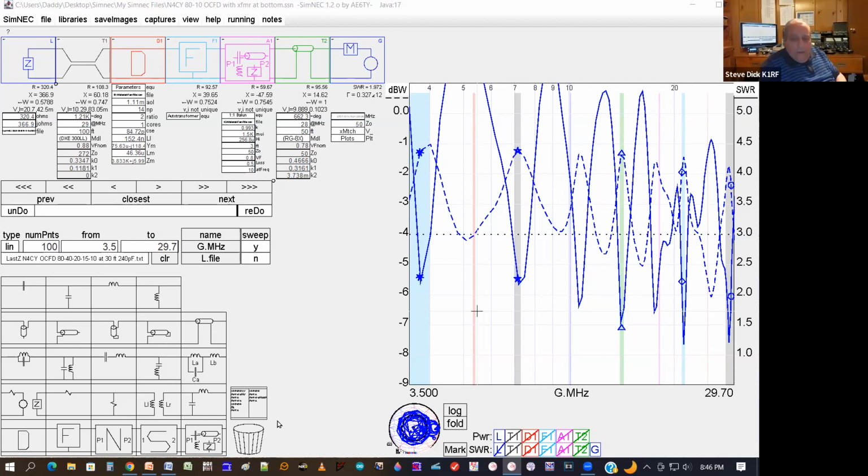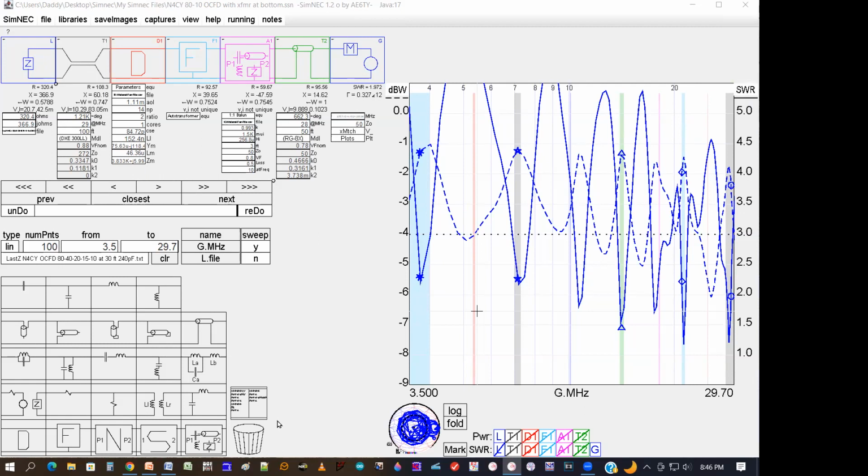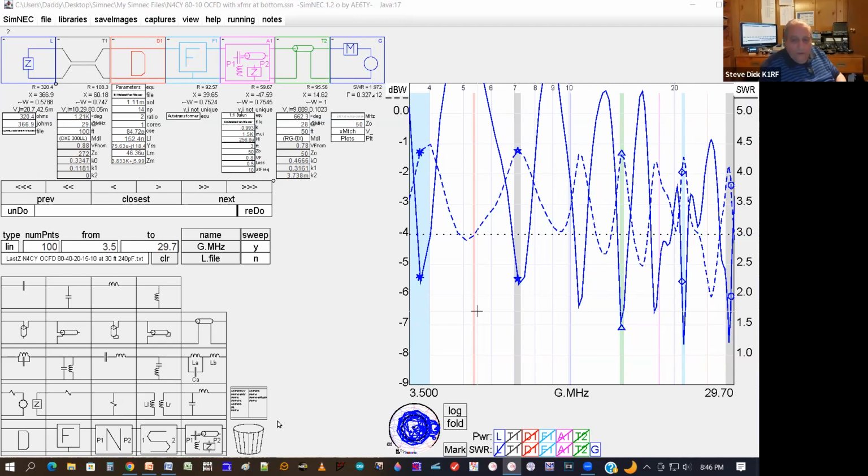Yeah, 80 meters is a little problematic when you're trying to operate portable, because it is a long antenna. It's about 132 feet long. If you don't care so much about 80, sometimes you're better off with a 40-meter antenna, because that's only 66 feet long.